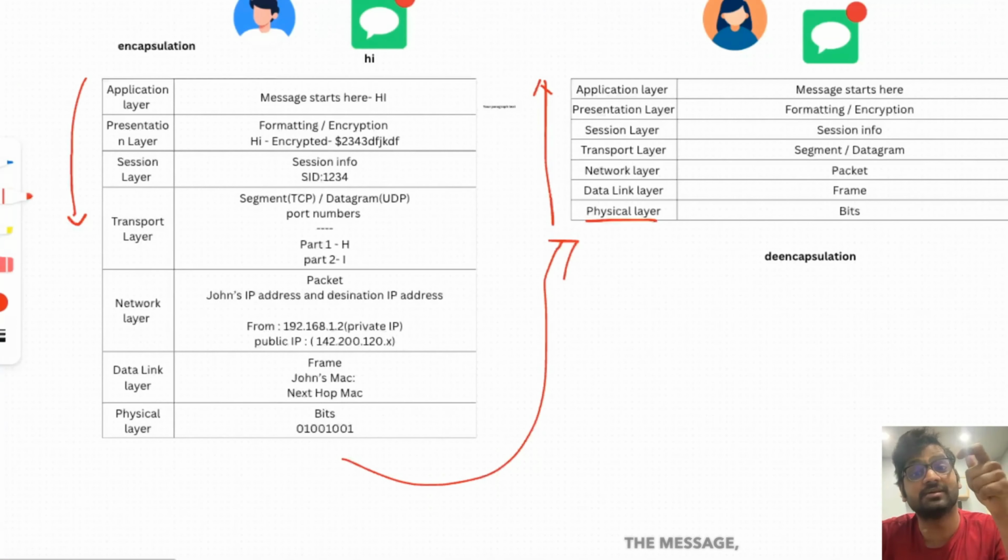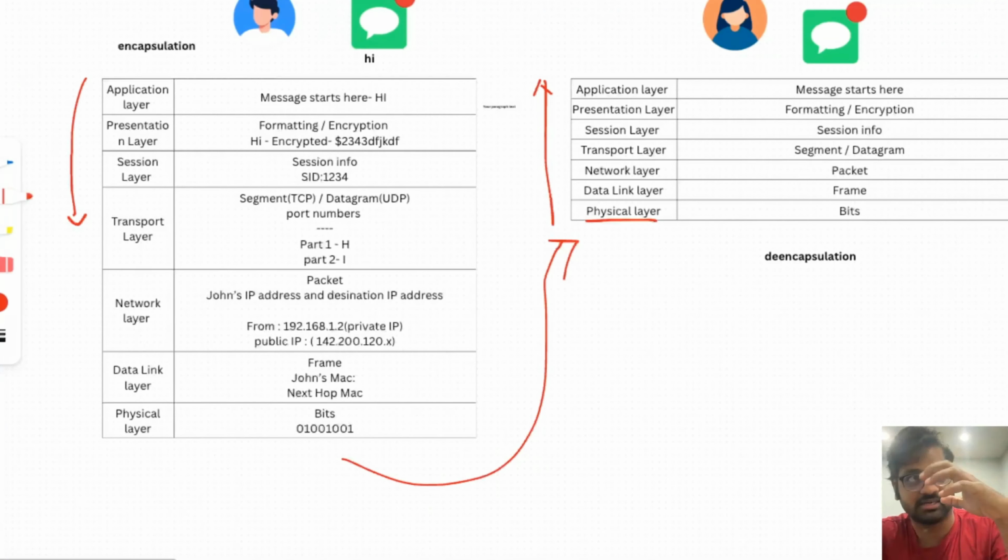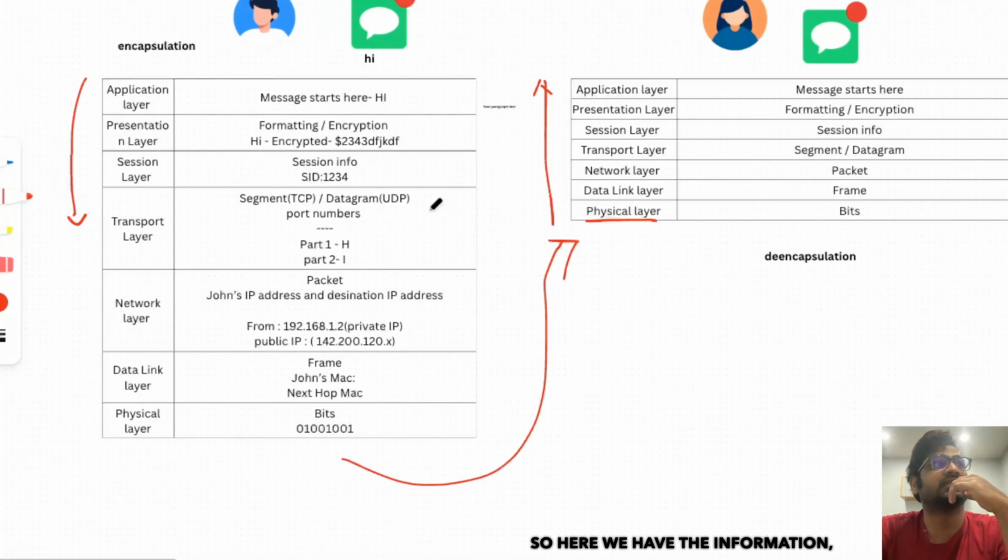When your friend receives the message, the physical layer gets the raw data, which is zeros and ones, through Wi-Fi, mobile data, or cables. This layer does not understand the content. It only reconstructs the signal into the format to send it to the next layer so that they can process it. So here we have the information, which is these particular bits, and this will be sent to the next layer, which is the data link layer.